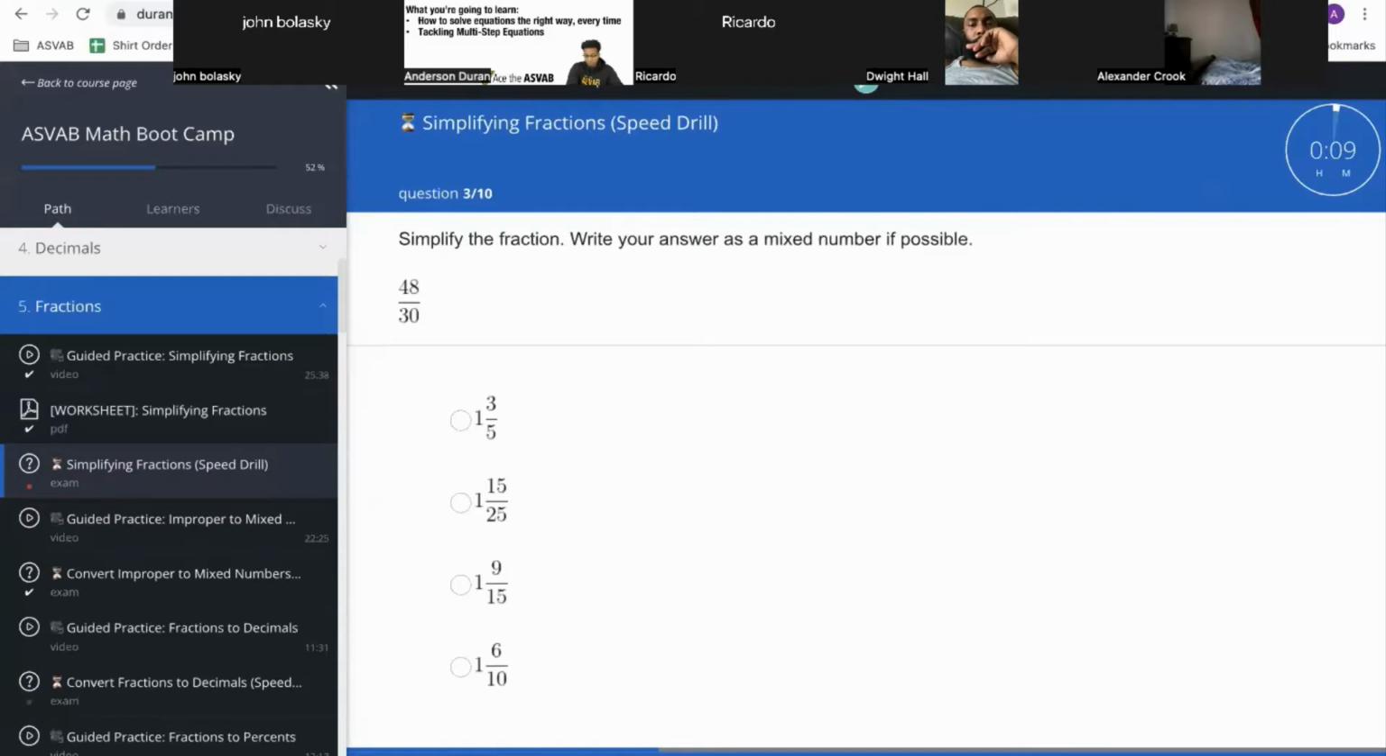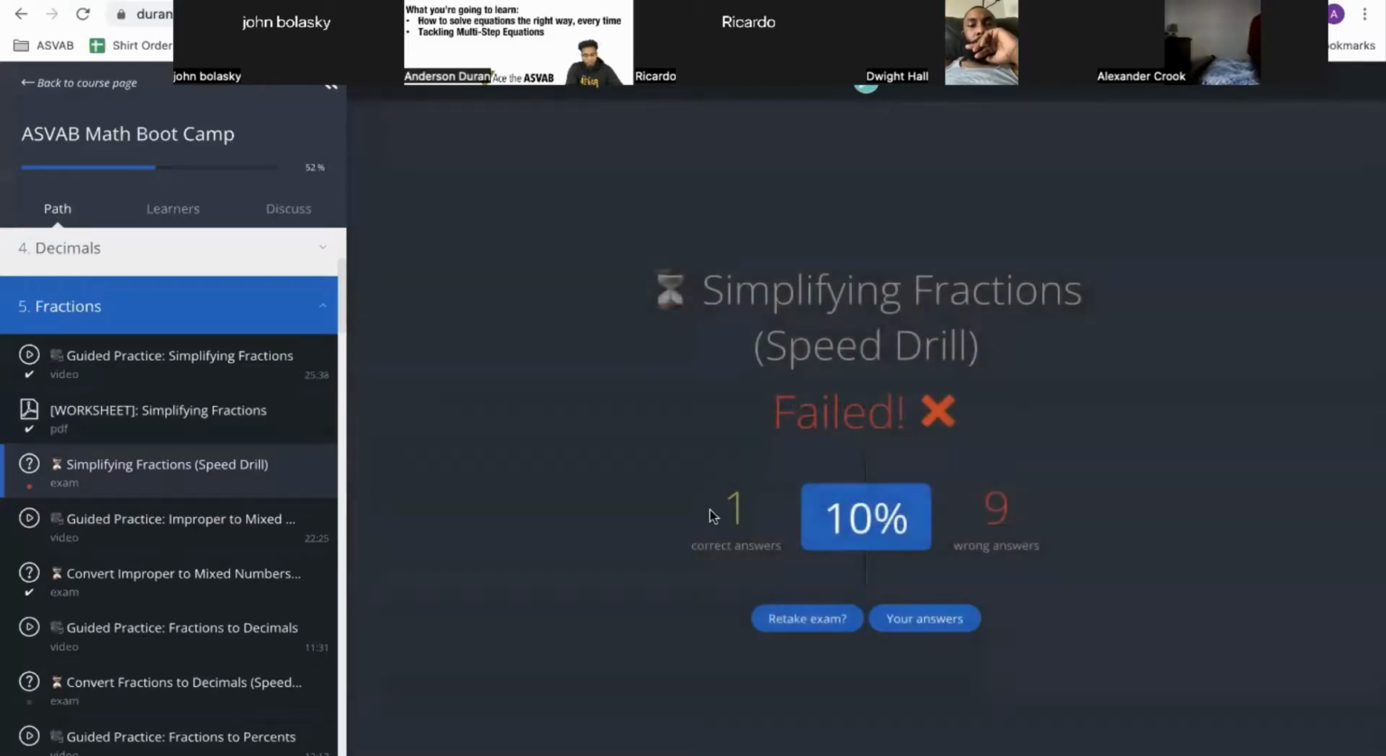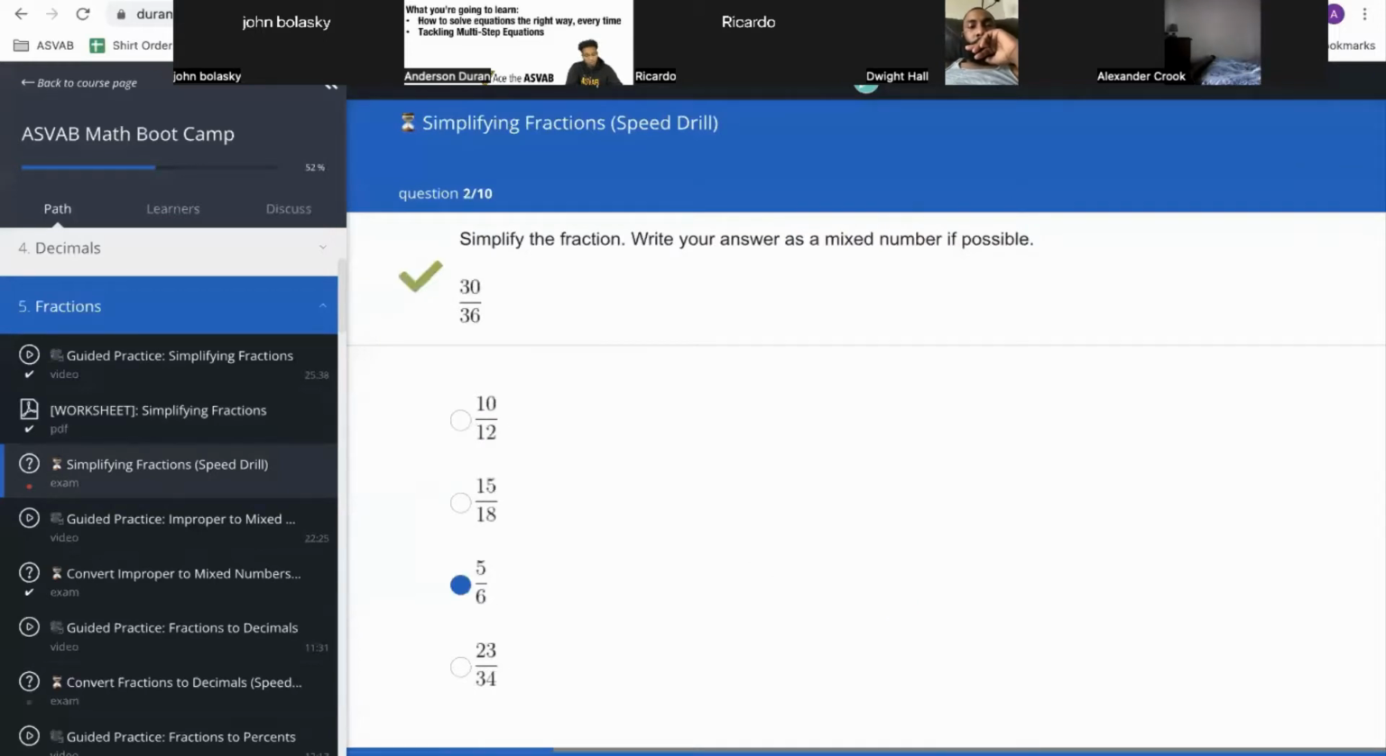Nice and easy. Then when you're done, you hit submit and it tells you how many you got right, how many you got wrong. And you can even look at your answers and see which ones you need help on. And so this week, what we're doing is the same thing for solving equations.